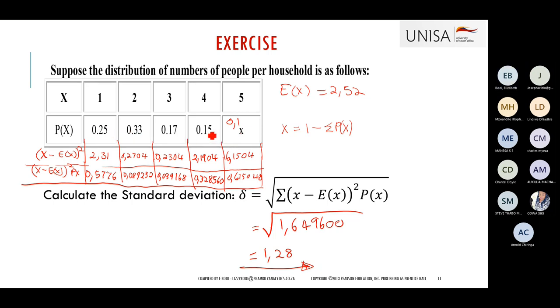So we're going to say 1 minus 0.25 plus, we can put it in the bracket, 0.33 plus 0.17 plus 0.15. That should give you the value of X. All right, thank you. Thank you.